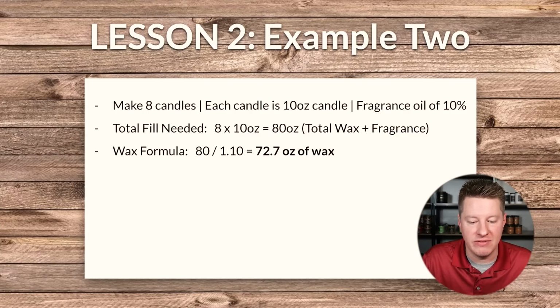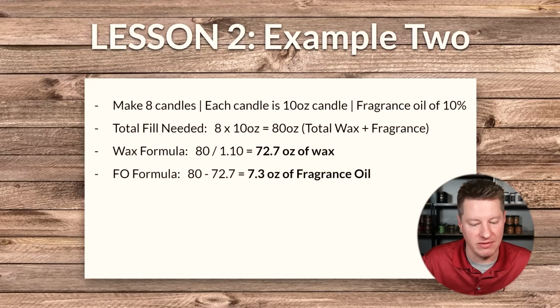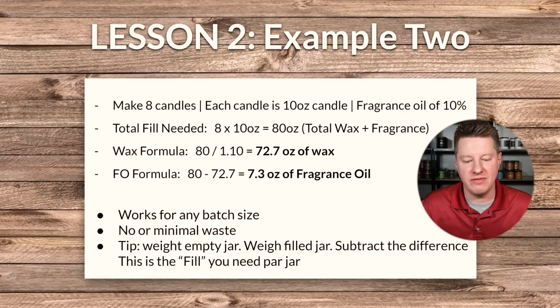And that gives us 72.7 ounces of wax to make this batch of 8 candles, which means our fragrance oil is 80 minus 72.7, which gives us 7.3 ounces of fragrance oil to make this batch of 8 candles. As you can see, the 72.7 of wax and the 7.3 ounces of fragrance oil add up to exactly 80 ounces of finished product. And that 80 ounces is exactly what we needed to make 8 10-ounce candles. As you can see, this works for any batch size, 1 candle, multiple candles, and there's no or minimal waste, as we've talked about.